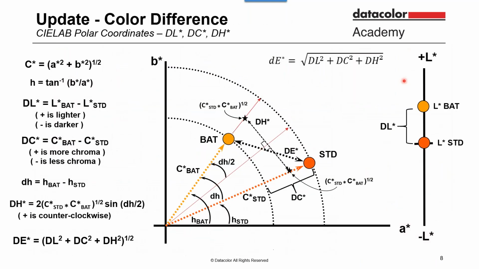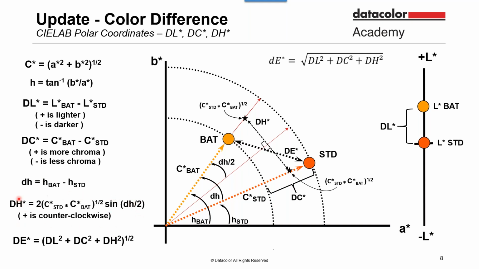One thing I want to do is an update. Last week I also discussed the CLAB polar coordinates and the calculation of delta H. And the diagram I used was not up to the current one, so I wanted to update just to show you the calculation of delta cap H, or DH here.